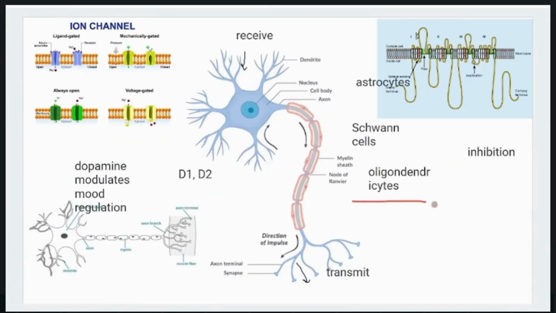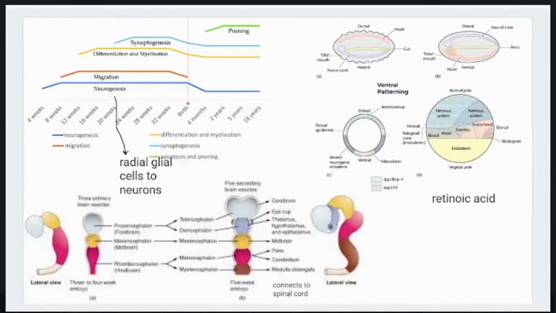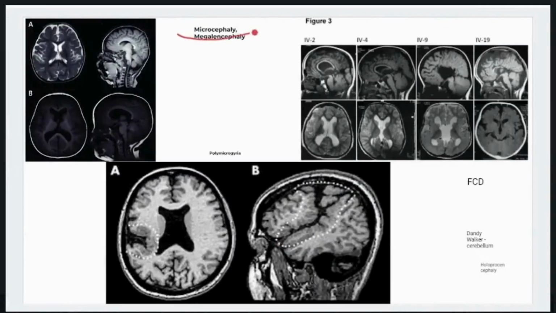Here, conditions associated with neurogenesis are micro and megalencephaly. Microcephaly is when there's a reduced brain size due to impaired neurogenesis, often from genetic causes, which affects neural progenitor cells. Microcephaly is associated with intellectual disability and can increase the risk of epilepsy. Megalencephaly is the opposite of microcephaly, where there is an overproduction of neurons, leading to an abnormally large brain. This condition is linked to epilepsy and other neurodevelopmental disorders.